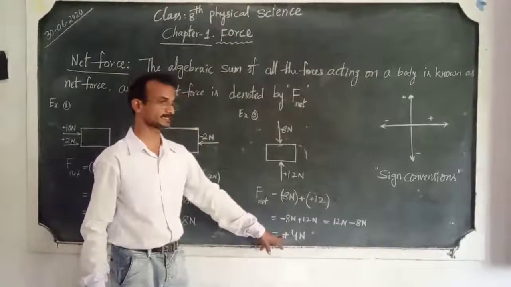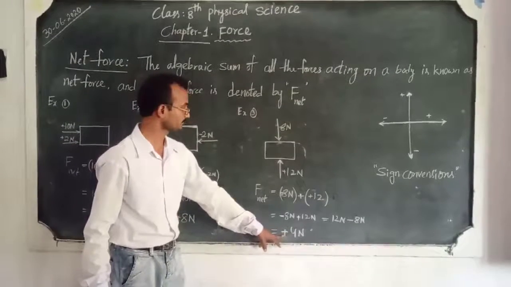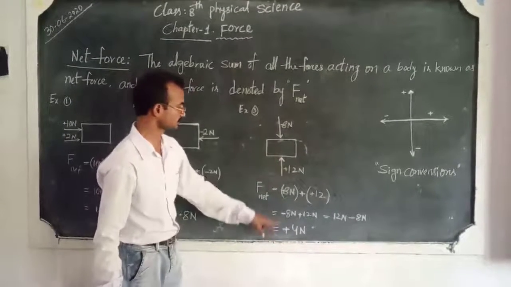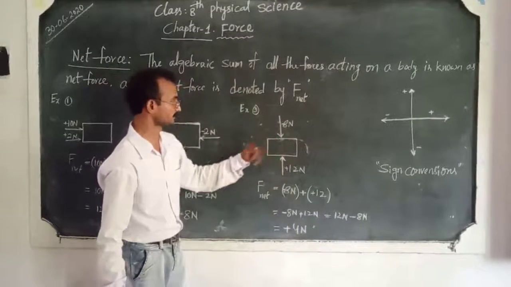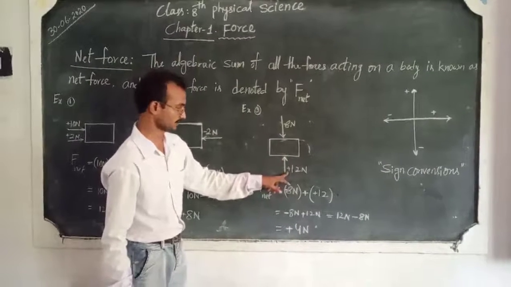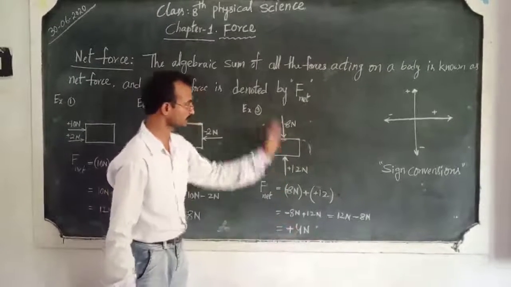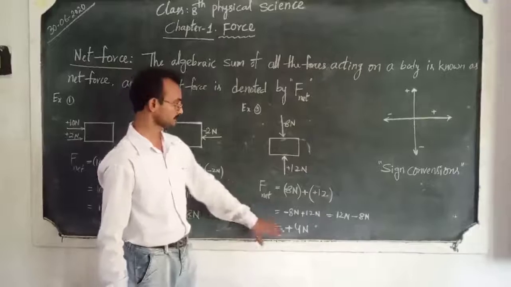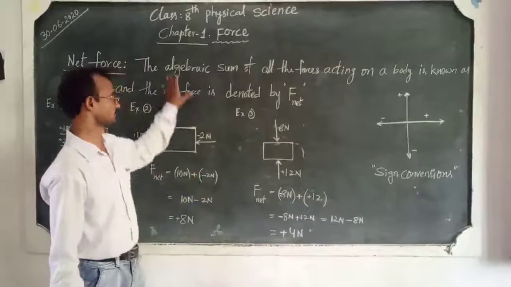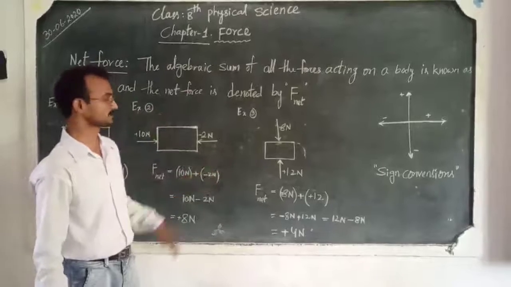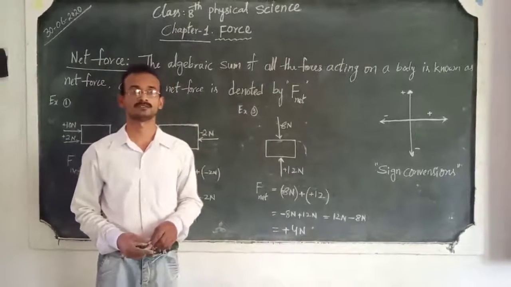Here the plus value indicates in which direction the force is acting. Two forces acting now. Downwards means negative sign, upward means positive sign. That's why the positive sign means 4 newtons will act in the upward direction. In such a way, net force can be calculated by using the definition. According to these three sums, we can find out the net force acting on the given body.